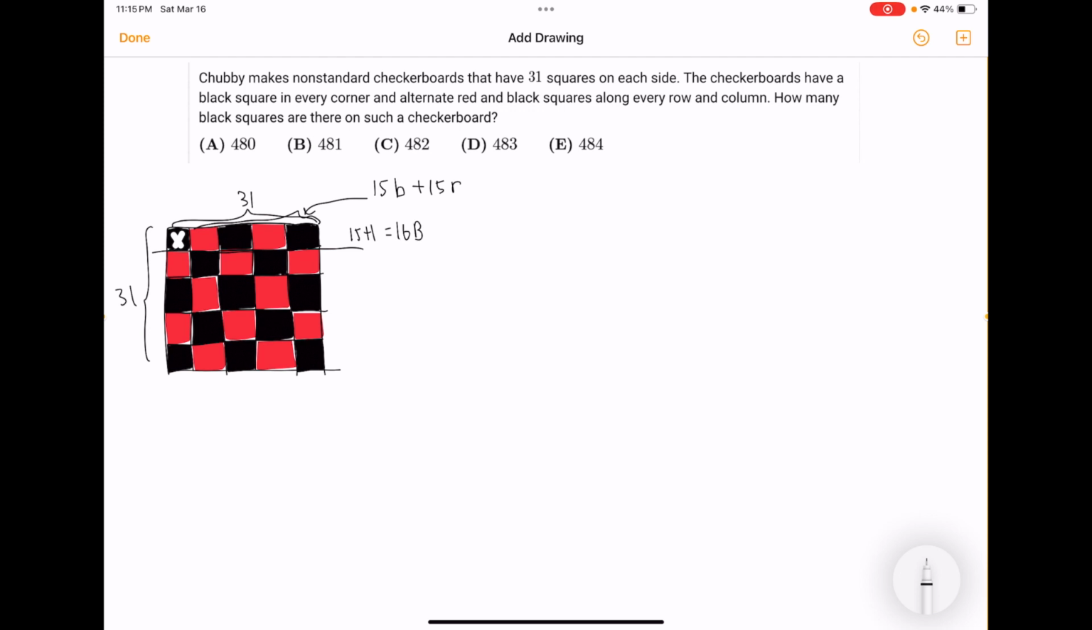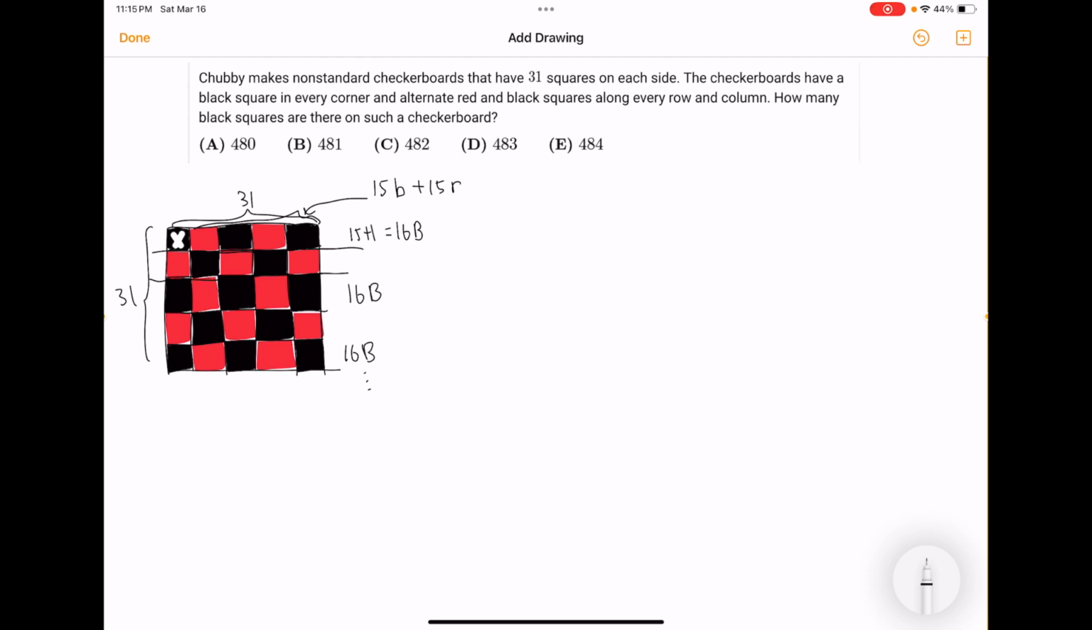If we see the pattern here, this applies to every other row because every other row starts with a black square and ends with a black square. So for example, this row would also have 16 black squares, and then so would this row, and so on. But now let's look at the second row.